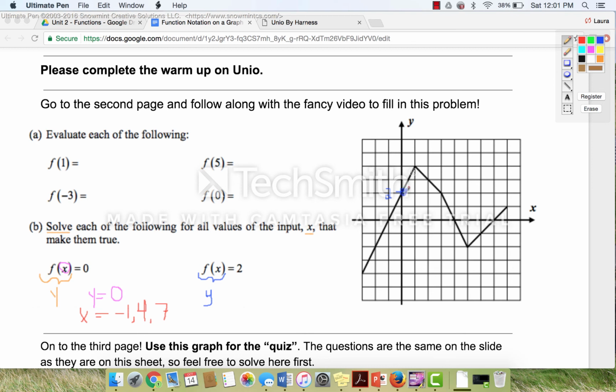I'm going to mark that point off because my function intersects there. I'm going to mark that point off. All right, so y equals 2 when x is 0. So this is my point 0, 2. And when x is 3. So 3, 2. So my answer's going to be x equals 0 or x equals 3.